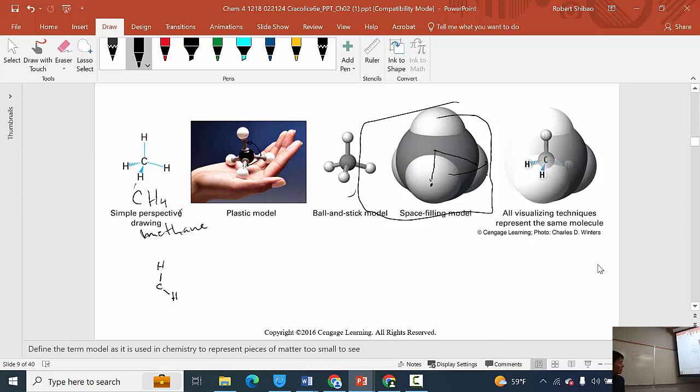We draw two. This is about a 109 degree angle, and then we draw a wedge. That's 3, and then a dash. This is 4. So we have 4 hydrogens bonded.